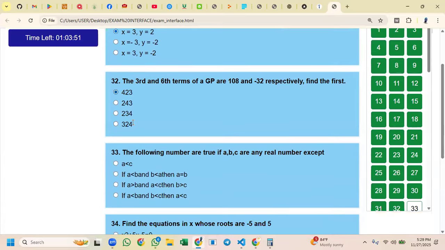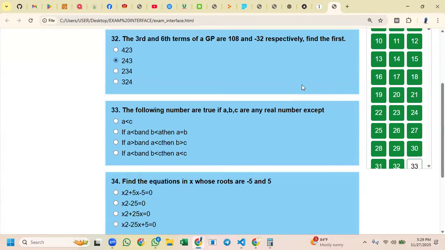The third and sixth terms of a GP, that is geometric progression, are 108 and -30 respectively. Find the first term. This one is a regular question, it comes out almost every year, every semester. This question is not complete, it's actually the first term. And this one, we'll solve it over and over again. What would be the first term of this? I think we're having 243.